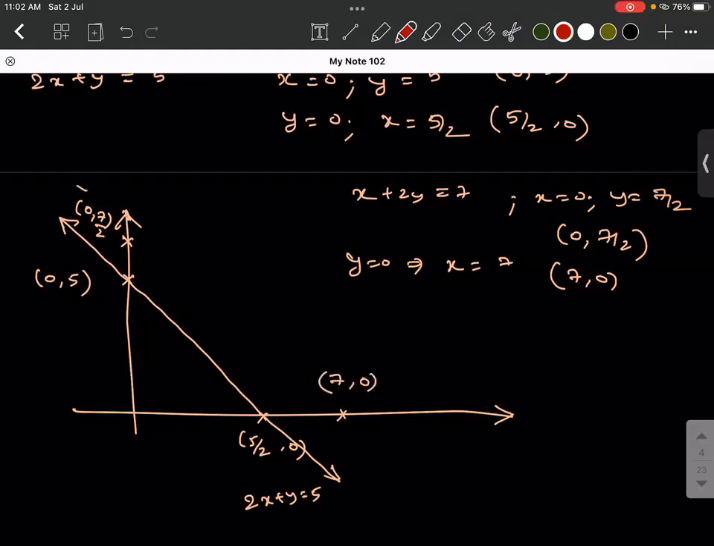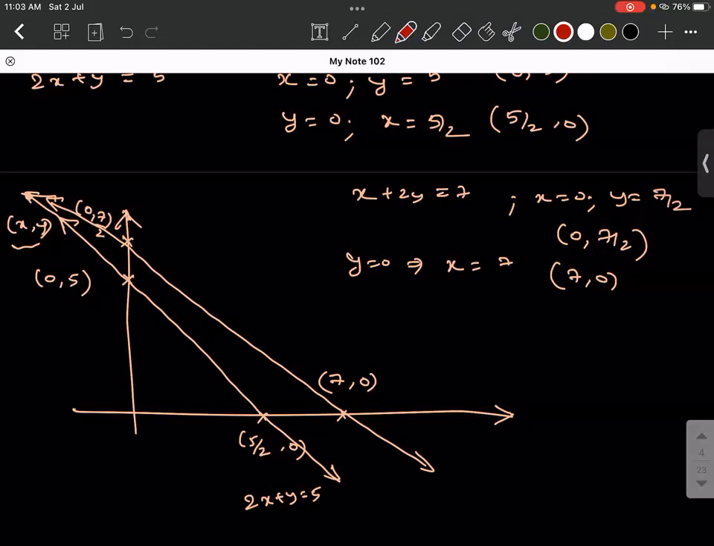Okay. When you draw a graph, they are not parallel. They will definitely meet, but they will meet at some point in the second quadrant. So you're able to find that point x comma y, right? So this x comma y is the one which is satisfying both the equations.